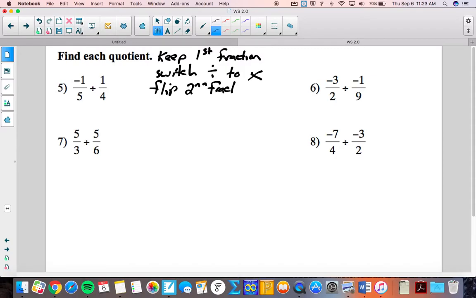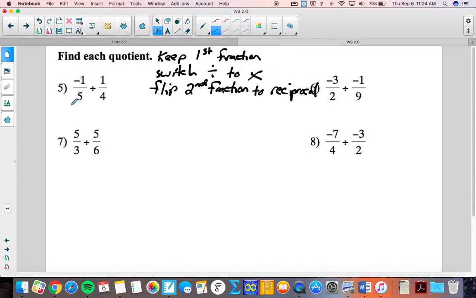If you want to write this down, you can. You can use this on your pretest, by the way. Everyone's picking up their pencils. Oh, all right. Flip second fraction to reciprocal. And you'll see what the reciprocal looks like here in a second.